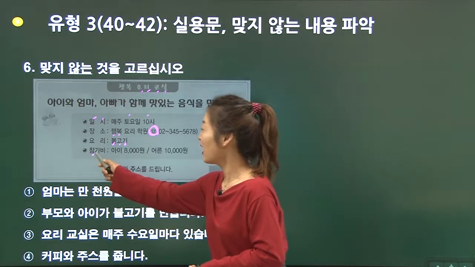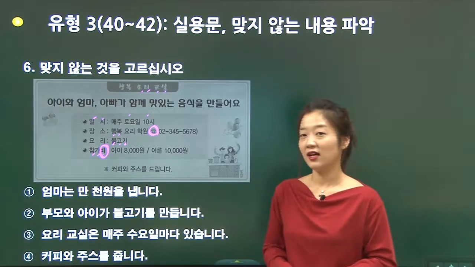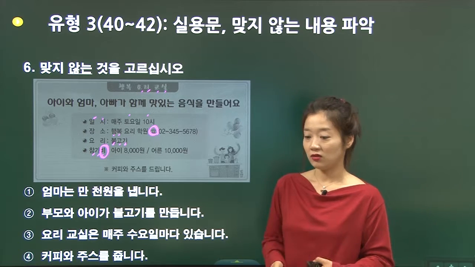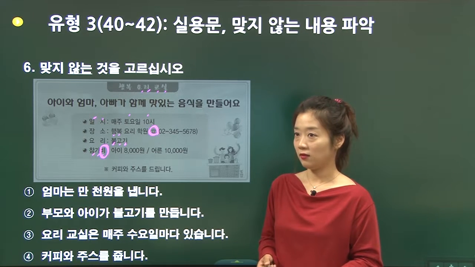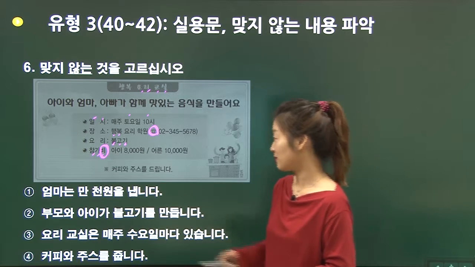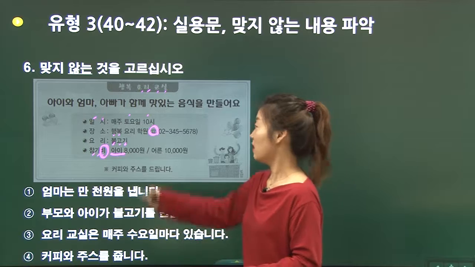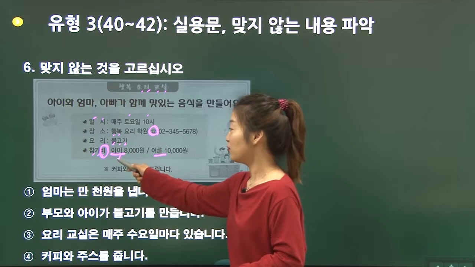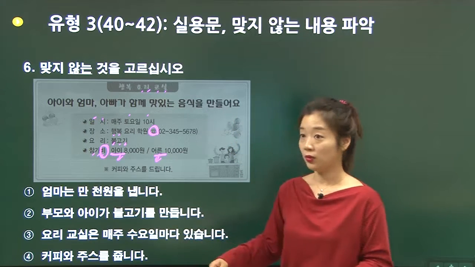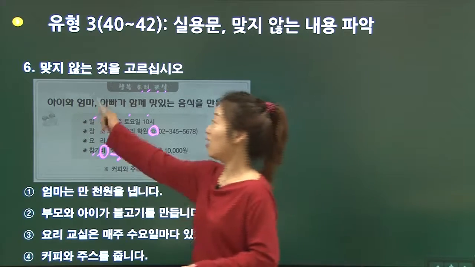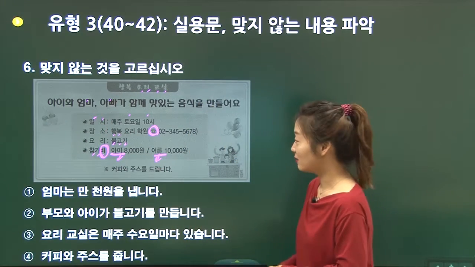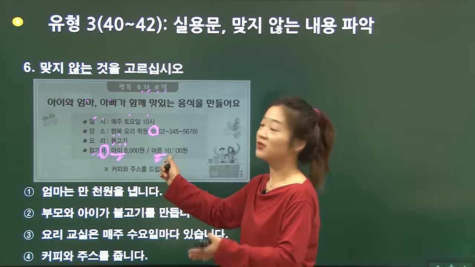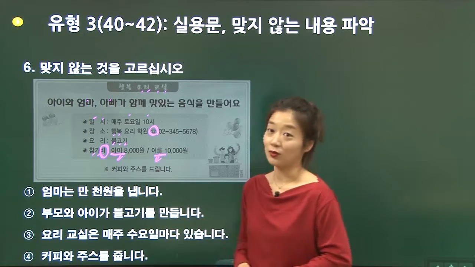And then 참가비, normally about the fee, okay? So 참가비 is the fee of this class. For the kids, 8,000 won. 어른, adult, 10,000 won. So who is the 어른 in this class? 엄마와 아빠, right? Mom and dad. Mom and dad can pay 10,000 won, and the kids, 8,000 won, okay?